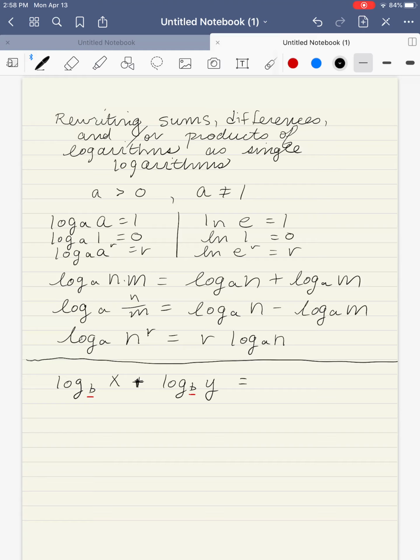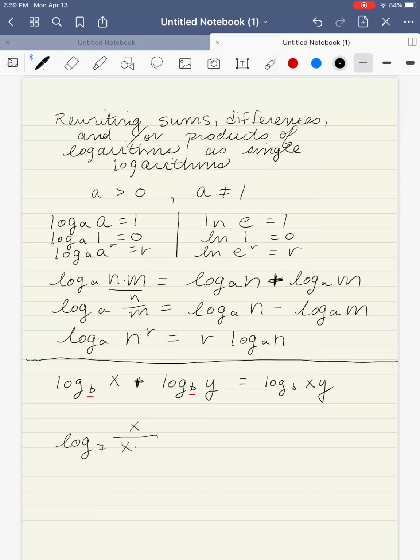I have two separate logarithms with addition. How can I use one of my properties to rewrite as a single logarithm? Pause the video and work this one. And I see because I have addition of two separate logarithms, I can write that as multiplication with a single logarithm, x times y.